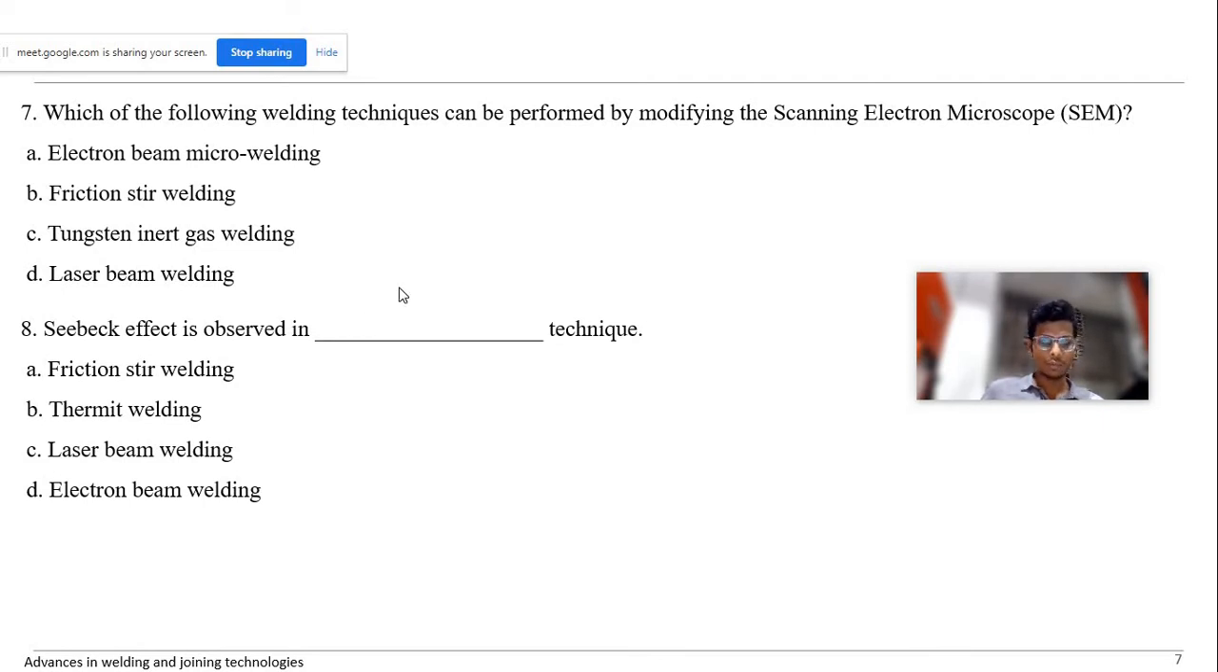I hope I have made it clear. If you want further explanation, I can explain with a proper figure in the next session. I think the next session on electron beam welding will cover this, and I can explain it with the help of a figure.